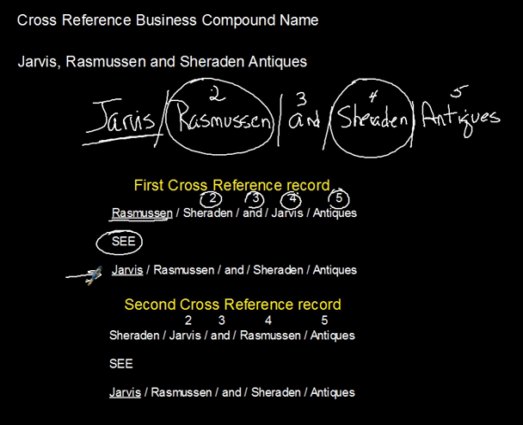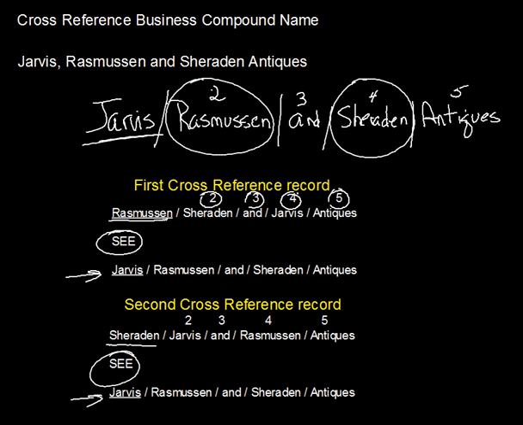Well, what about the third name here, Sheridan? Again, we want to make sure that if somebody asks us for information on Sheridan Antiques, we can find it. So what we're going to do is write a second cross-reference, and we're going to write it for Sheridan, Jarvis, and Rasmussen Antiques. We'll put our C in here, and we're going to send them again to the primary record where all of the information for this customer is stored.